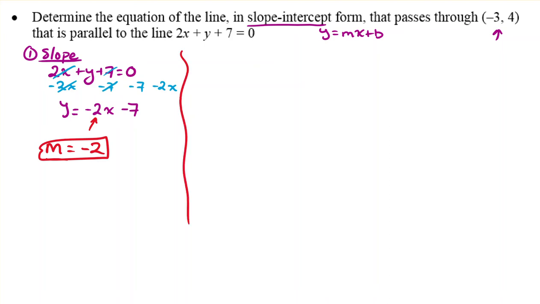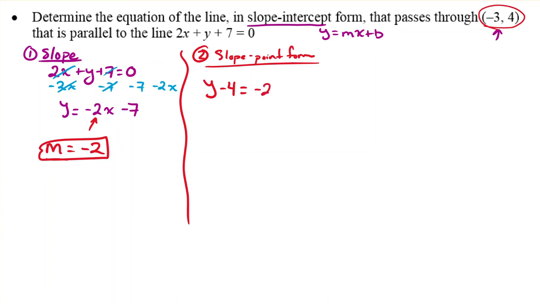Now, the second thing, we want to start off with a version of the line that we can actually use. We cannot go straight into slope-intercept form of a line. It's not possible. But we are given a point, and we found the slope. Well, that's hinting at slope-point form of the line. So let's put it into slope-point form. y minus 4 equals m, negative 2, times x plus 3, because it's x minus negative 3, which is x plus 3.